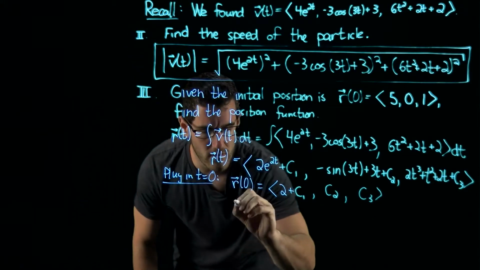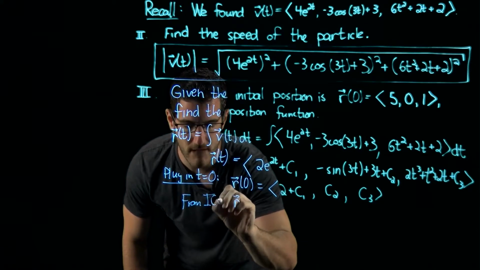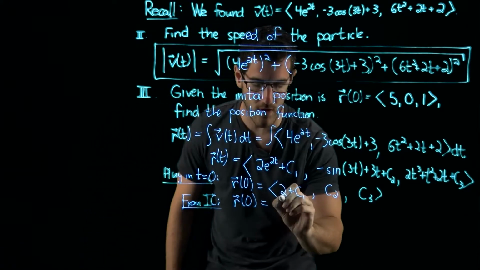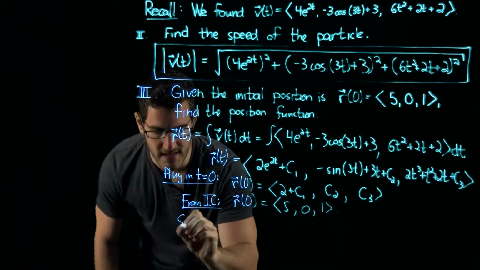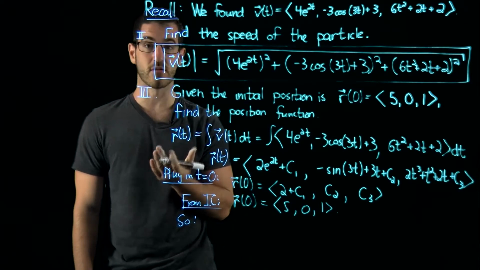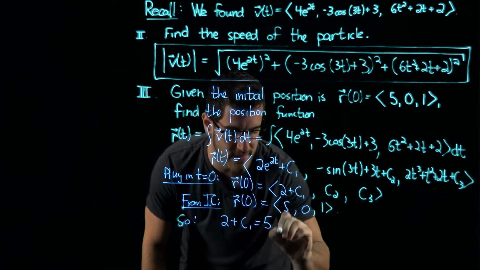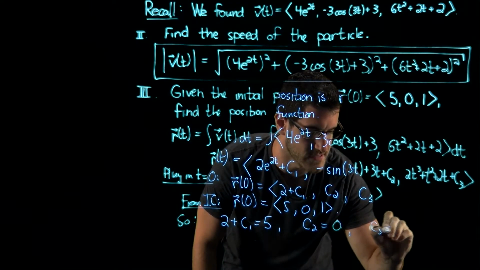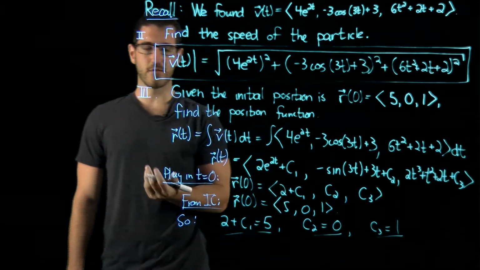Now, we know from the initial conditions that our r of 0 is supposed to be this vector 5, 0, 1. And so the only way that this can happen is if each of these components are equal. So we get 2 plus c1 is equal to 5, c2 is equal to 0, and c3 is equal to 1. So my c1 here will be 3.